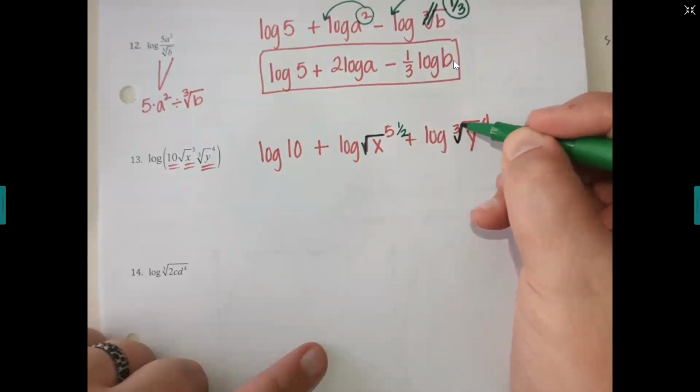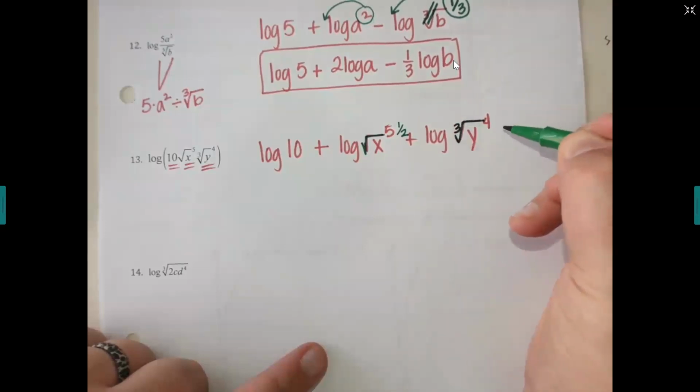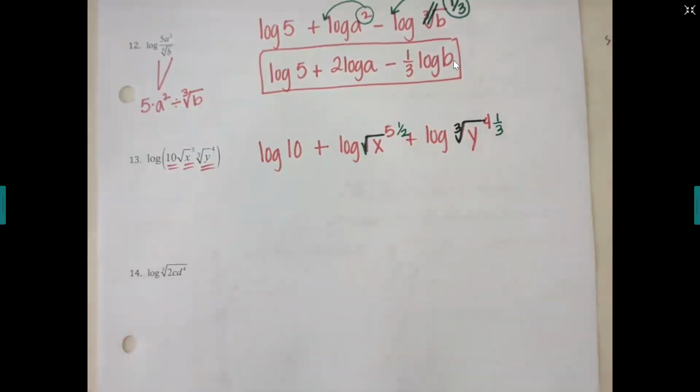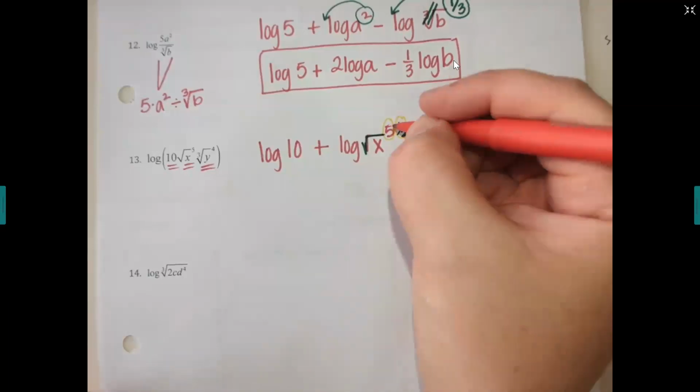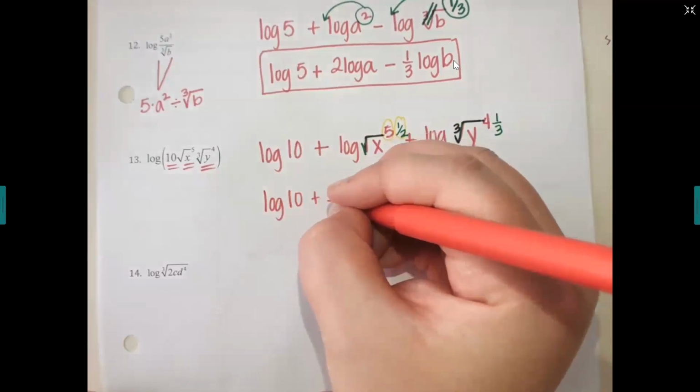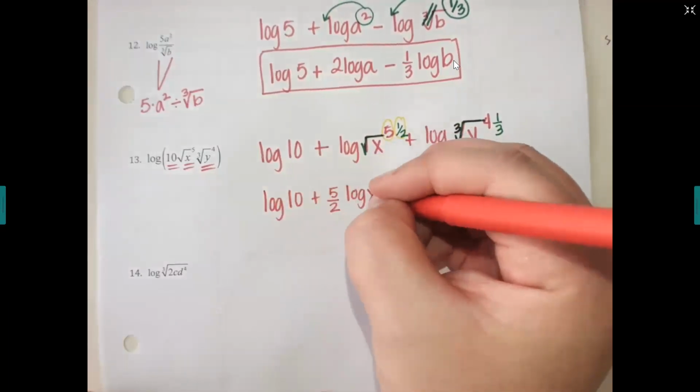And then what about my cubic root here? What's that fraction gonna be? 1/3. Okay, here's what I want you to do though. If there's already a power, I just want you to smush it together into one single power. So if I have a 5 and I want to cut it in half, is that the same as 5 halves? Yeah. And then drop it down together. So this is gonna combine to be log 10 plus 5 halves log x.